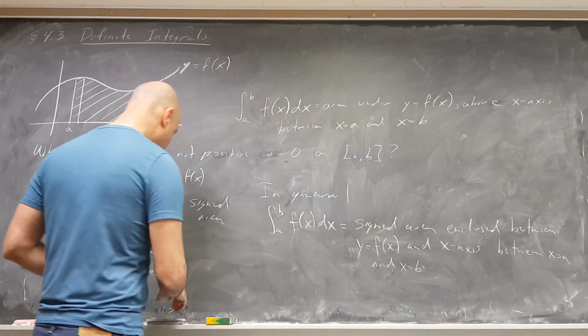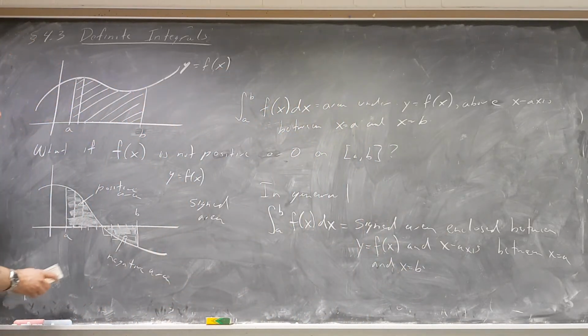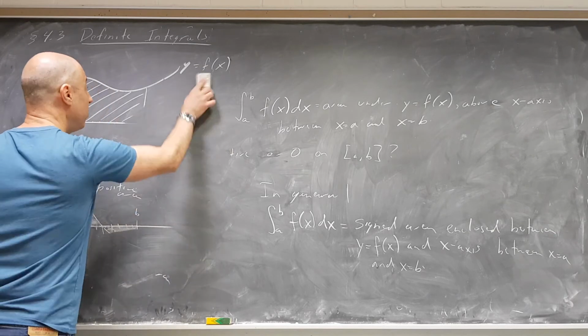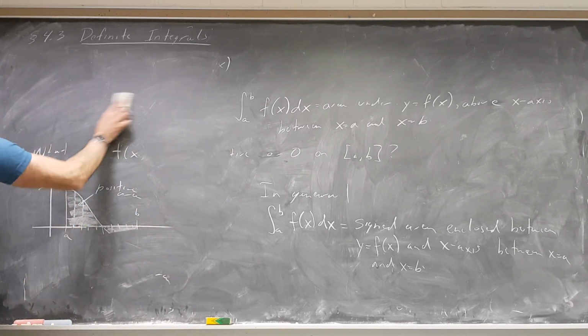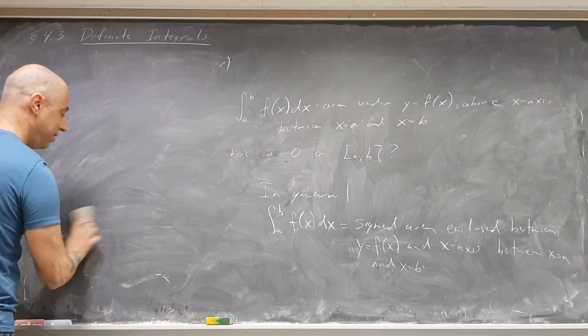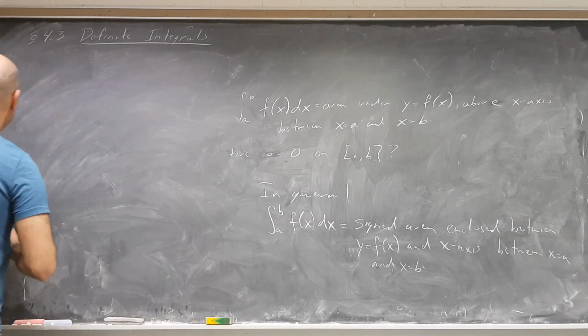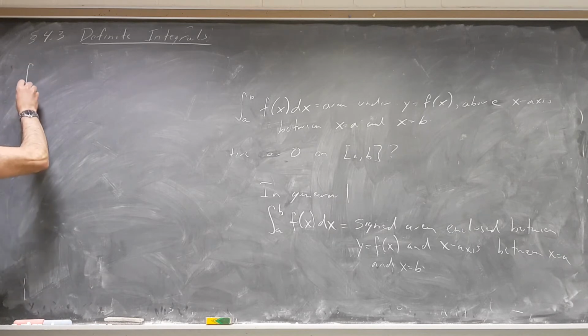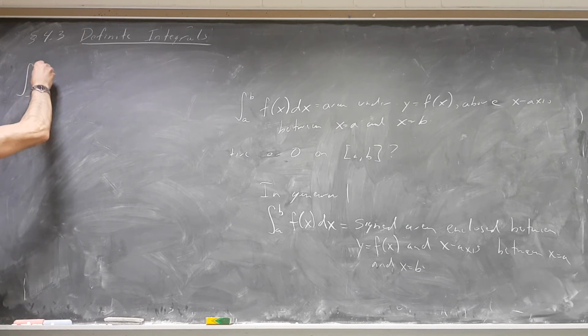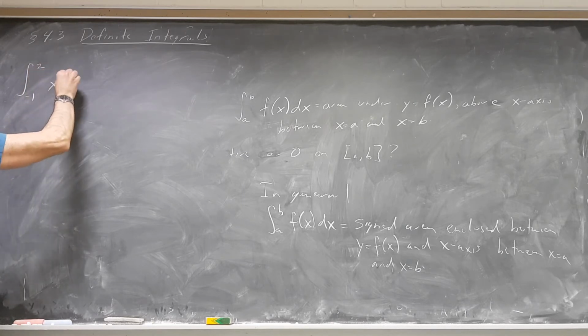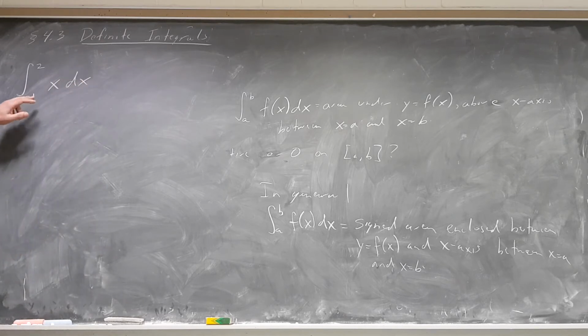And just as before, there are some situations where we can easily compute the definite integral. So for instance, let's say I go between -1 and 2 of x dx. So I want my definite integral of x dx between x equals -1 and x equals 2.